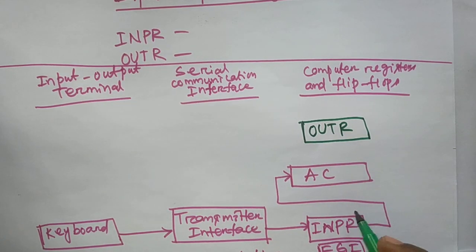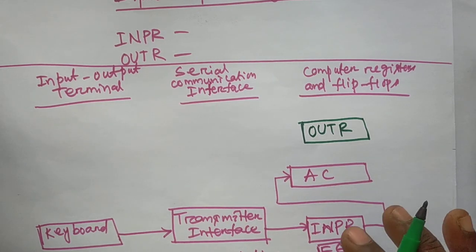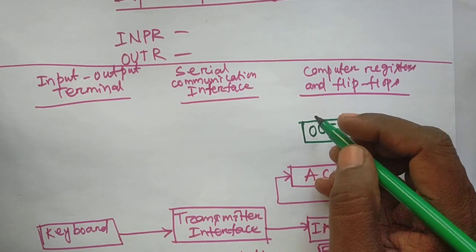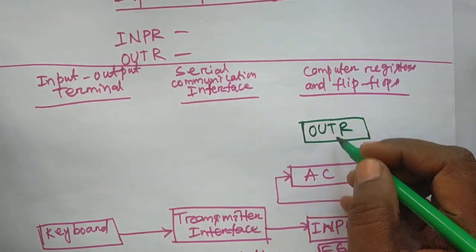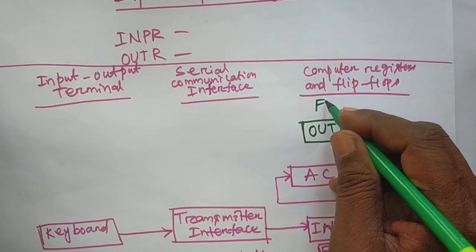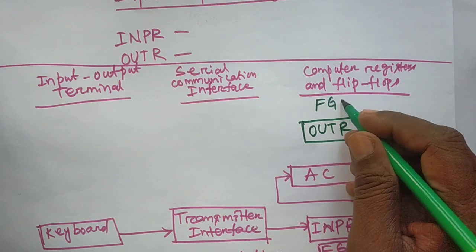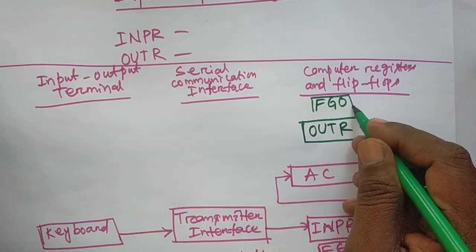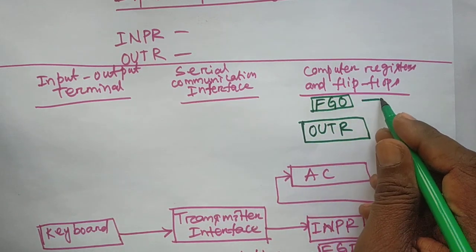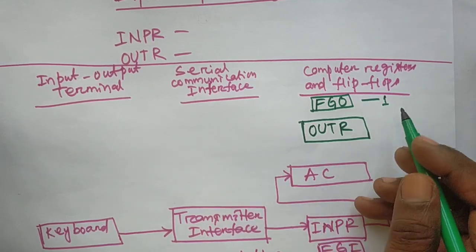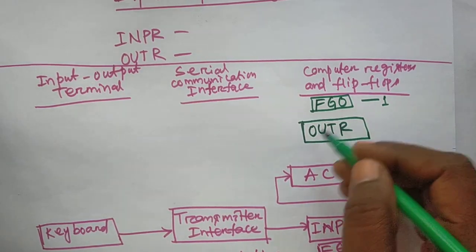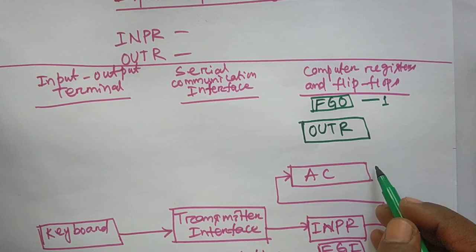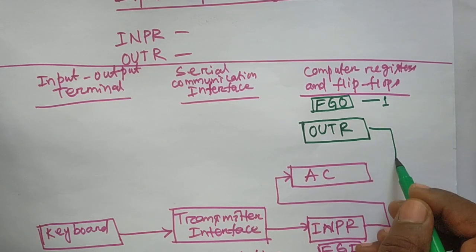And some flip-flops also. Actually, FGI is a flip-flop. Input flag is a flip-flop that generates 0 or 1. Similarly, for output there is an output flag flip-flop, which will be active. It should be 1. If it is 1, there is no problem. If it is 0, it will not receive the data from here. In that case, what happens here?